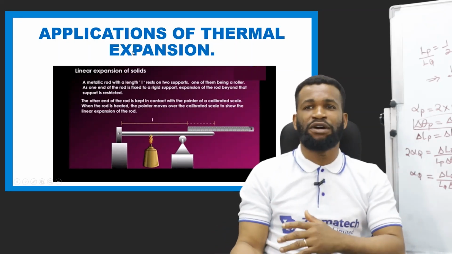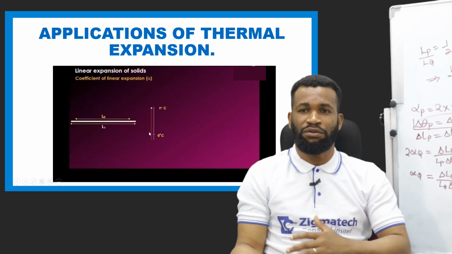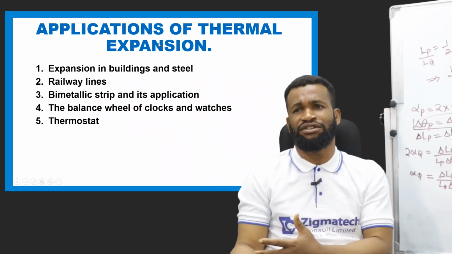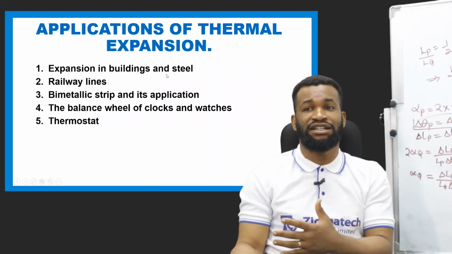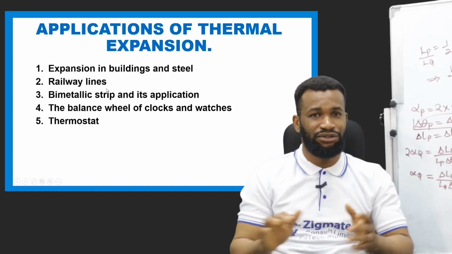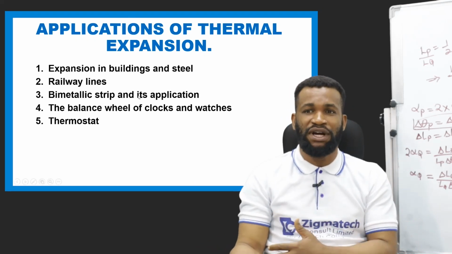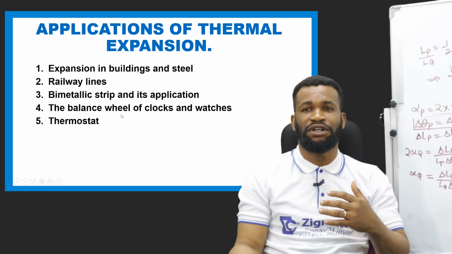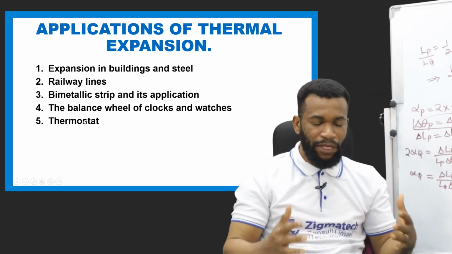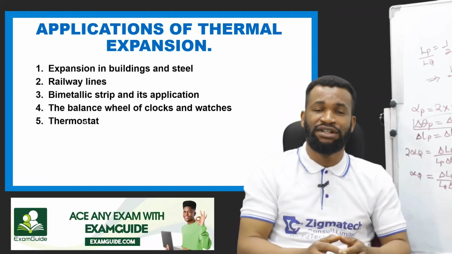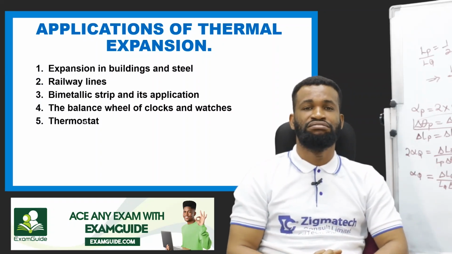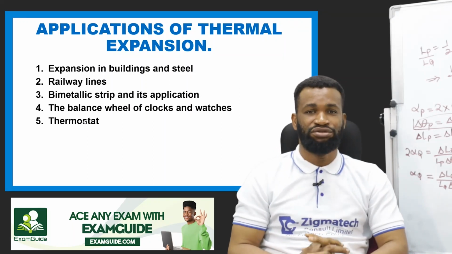So welcome to this part, which is the application of thermal expansion. What you are watching on the screen, on which I have shed a little light, can also lead to further applications of thermal expansion, including the expansion of buildings and steels, which is normal. Then railway lines, it is also applied, those gaps on the railway lines. The bimetallic strip and its application, the balance wheel of clocks and watches, then the thermostat, the control of the heat energy in your electric iron and all such things. All these areas are where heat expansion is applied to real life situations.